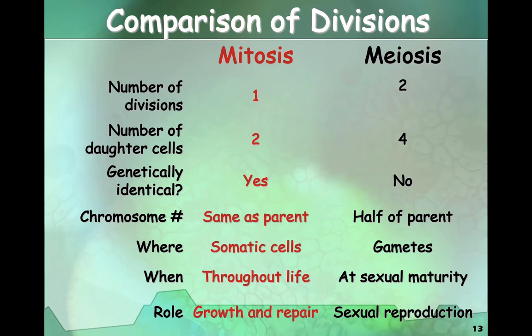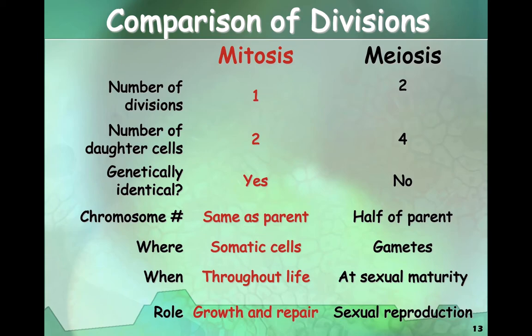So right here, I just put this in a general chart, showing some of the comparisons between the two of them. Mitosis versus meiosis. The number of divisions: mitosis only has one division cycle, whereas meiosis has 2. Number of daughter cells: mitosis has 2, whereas meiosis has 4. Genetically identical? Mitosis, yes, they are. Meiosis, no.